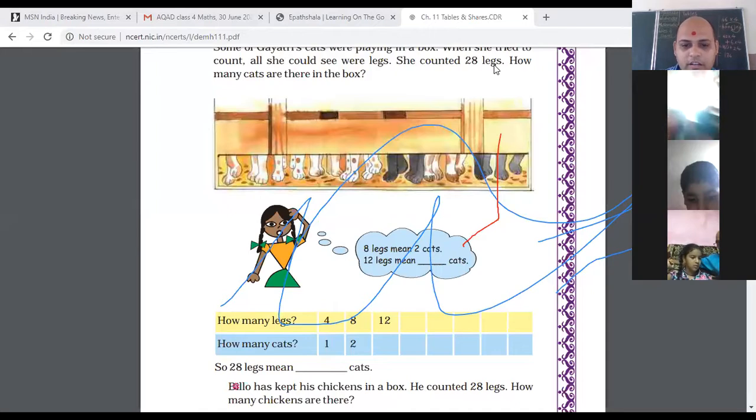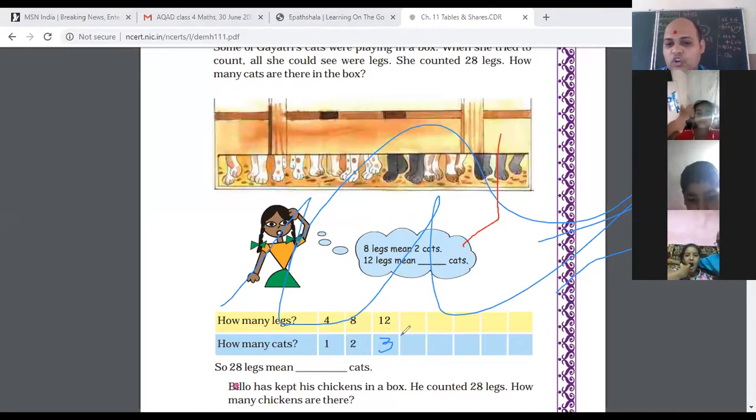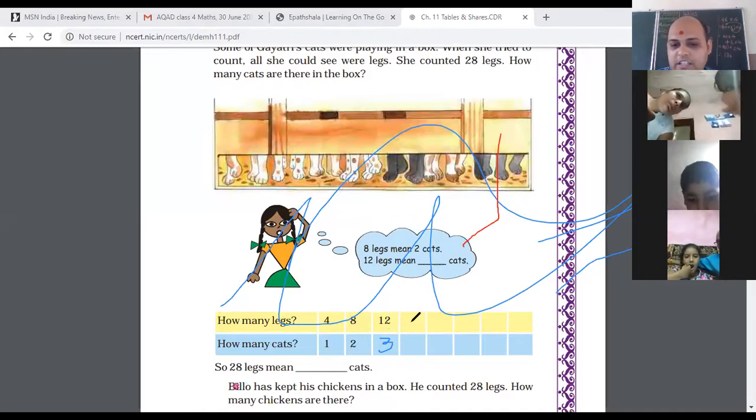Yes, very good. It will be, yes, correct answer. So you can go on, this is just a table only.